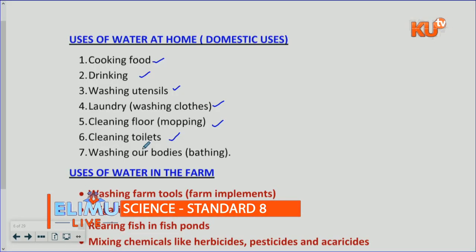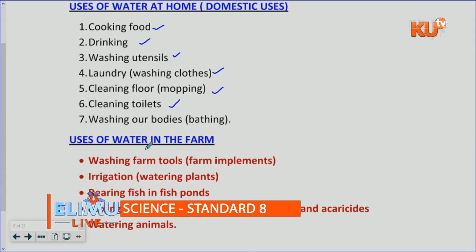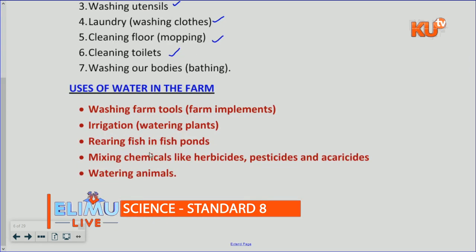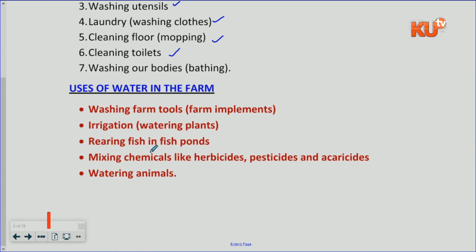The other use of water: in Standard 4, we learned about uses of water in the farm. In the farm, or in science, you can even use the word shamba. A farm is where we grow crops. And when you grow crops, there are some things we also need. We need water to do some activities. So water in the farm can be used for washing farm tools. Farm tools are also known as farm implements. Farm tools like a wheelbarrow.